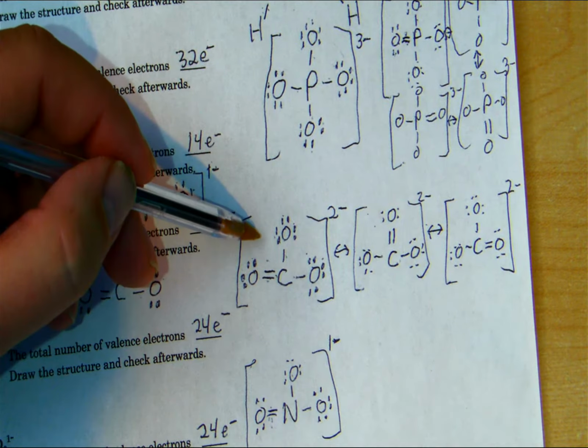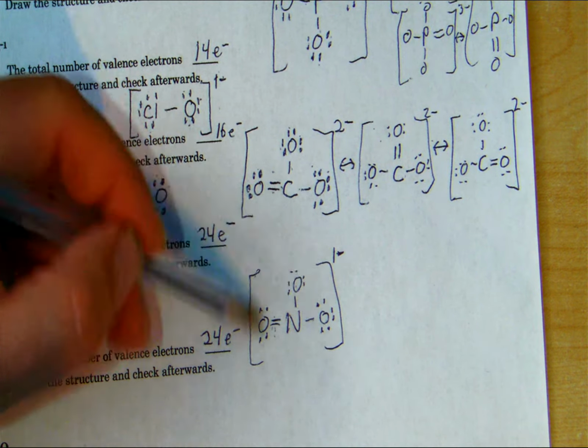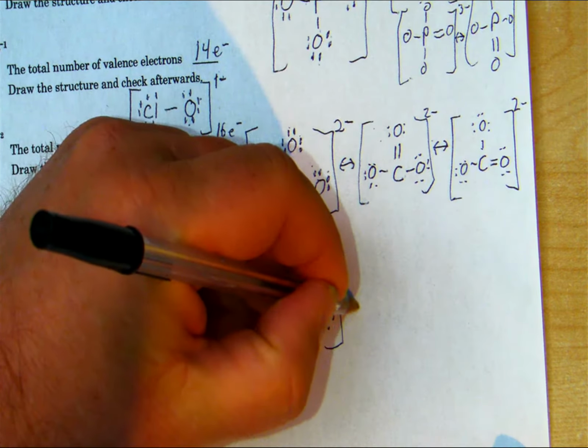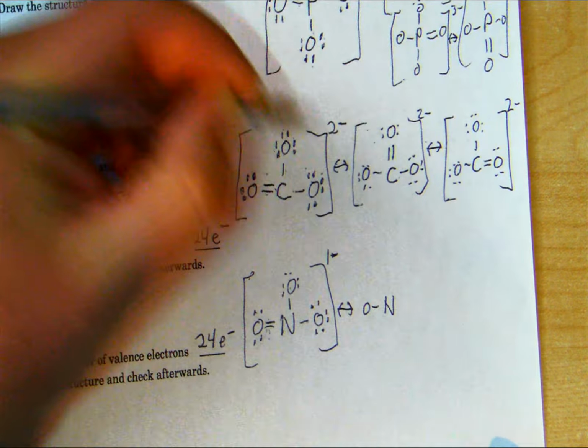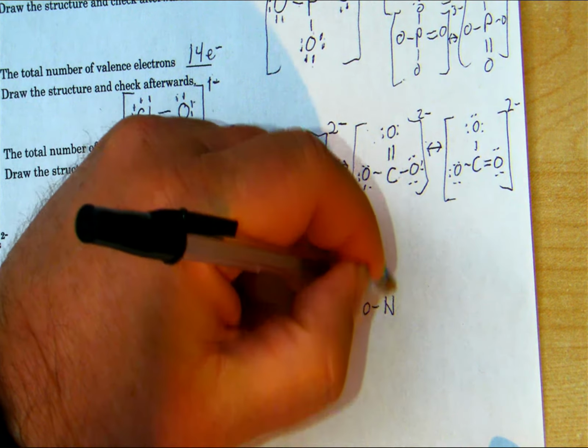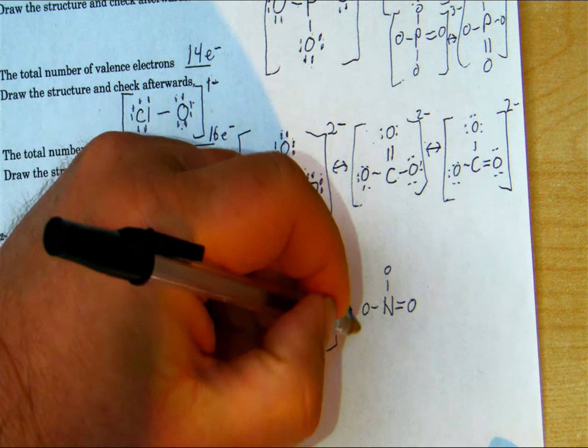As before, this has resonance. There's nothing special about the left oxygen in my diagram. So, double-headed arrow, nitrogen, now single bond on the left. Oh, let's make it a double bond on the right, single bond up. A little bit of variety, huh?